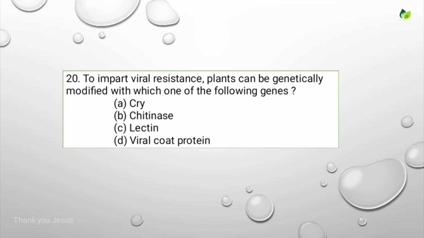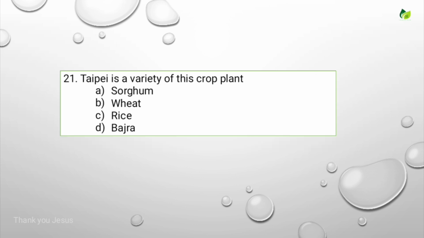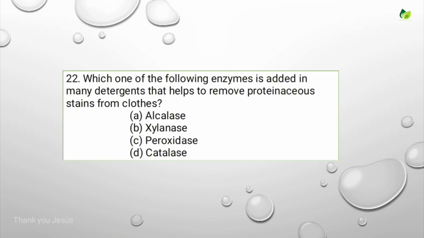To impart viral resistance, plants can be genetically modified with which of the following genes? Options are cry genes, chitinase gene, lectins, viral coat protein. For this, the correct answer is viral resistance can be given by using viral coat proteins. Let's see the next question. Tapai is a variety of this crop plant. Options are sorghum, wheat, rice, Basra. Tapai is a rice variety. Let's see the next question.